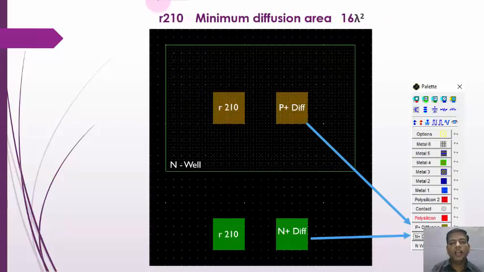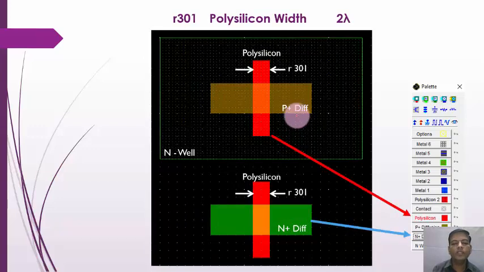Next rule, that is R210, the minimum diffusion area. Minimum diffusion area is 16 lambda square. Again 1, 2, 3 and 4, 1, 2, 3 and 4. So the total area should be 16 lambda square, either n plus diffusion or p plus diffusion. Total area should be 16 lambda square. Have you got it? R210.